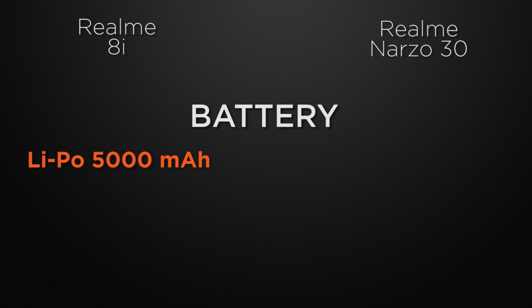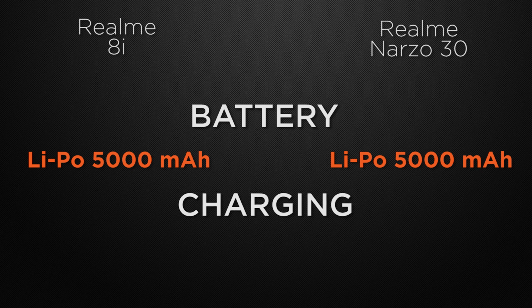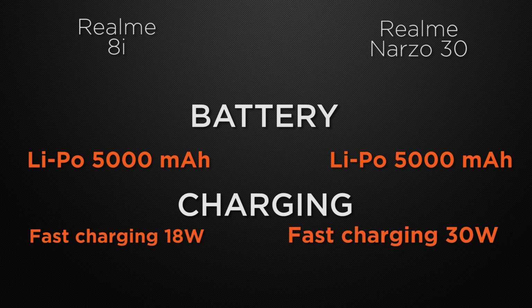Let's talk about the battery capacity of the devices. 8i has a 5000 mAh battery capacity, whereas Narzo 30 has a 5000 mAh battery capacity. So it's a tie because both of the devices have the same battery capacity. Let's talk about the charging speed of the devices. 8i has 18 watts of fast charging, whereas Narzo 30 has 30 watts of fast charging. So the winner here is Narzo 30 because it has a faster charging speed.